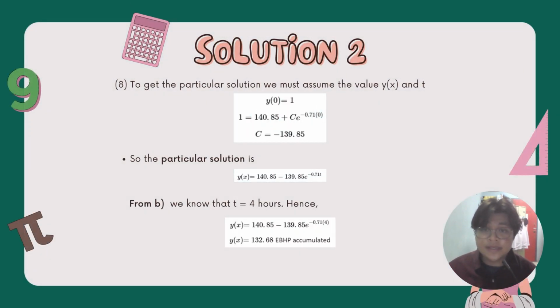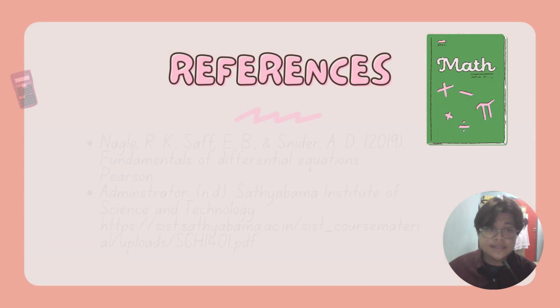And step number 8 is, to get the particular solution, we must assume the values of y(t) and t, which is t equal to 0 and y equal to 1. And we will get c equal to negative 139.85. So the particular solution is y(t) equal to 140.85 minus 139.85 exponential negative 0.71t. From part B, we know that t equal to 4 hours. Hence, we get y(t) equal to 132.68 kmol of ethylbenzene hydroperoxide accumulated. And this is our reference.